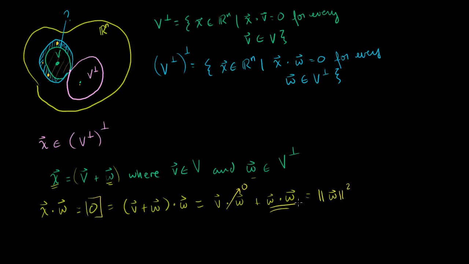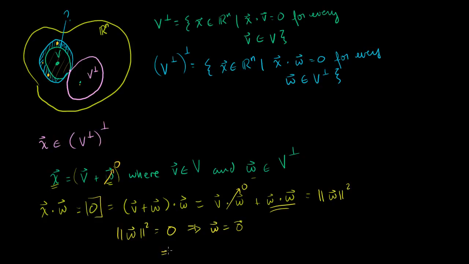So the magnitude of w squared has got to be equal to 0. The magnitude of w squared, or the length of w squared, has got to be equal to 0, which tells us that w is the 0 vector. That's the only vector in Rn that when you take its length, and especially when you square it, you get 0, but you could just take its length. So what does that mean? That means that our original vector x is equal to v plus w, but w is just equal to 0.